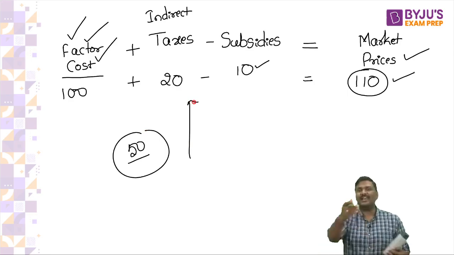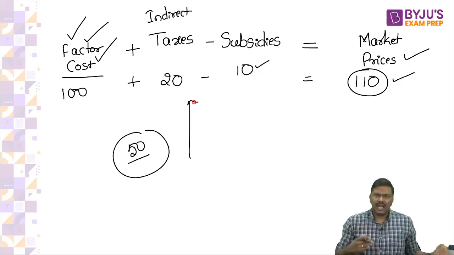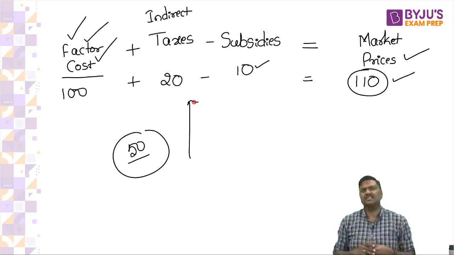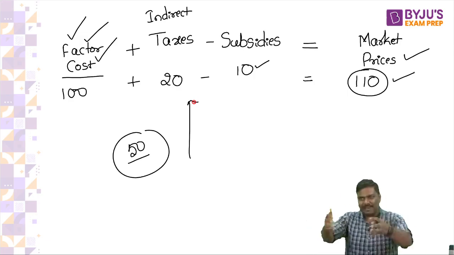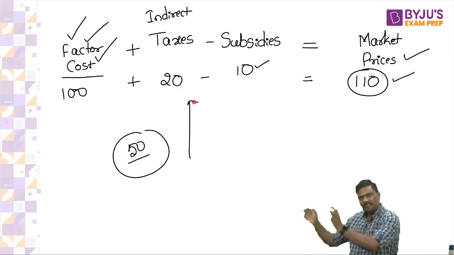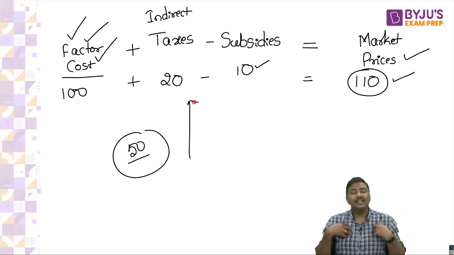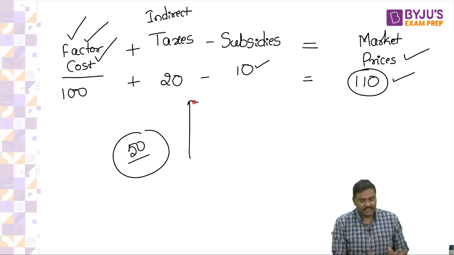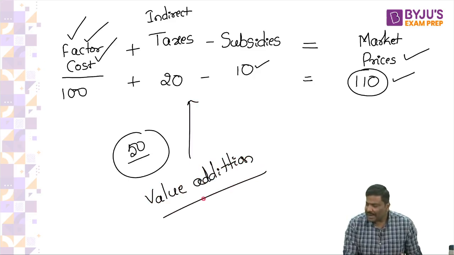Now I'll ask you why. Why are you selling at more than 50? Your argument is simple. I have provided certain services here. I purchased it, I stored it, I moved it, I sold it. Don't you want me to earn a certain amount of money? That process is called value addition. The process is referred to as value addition.